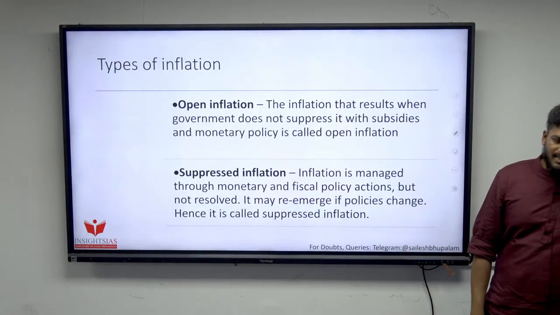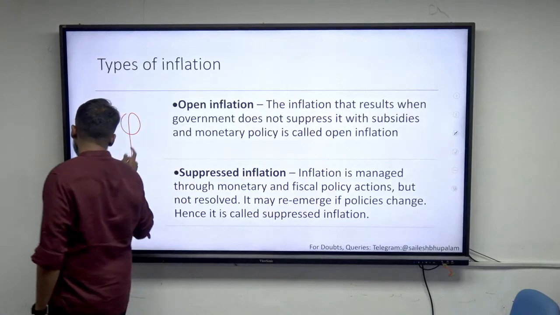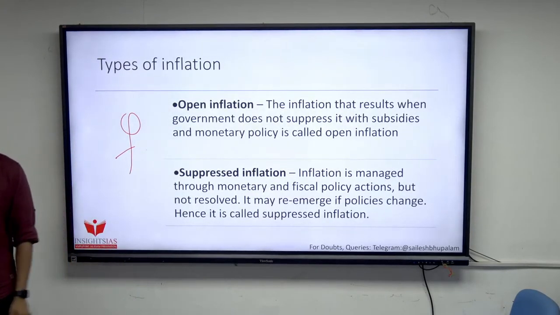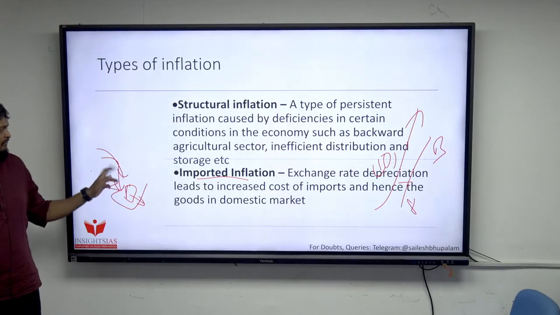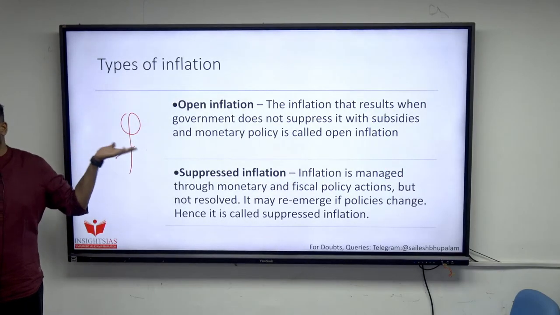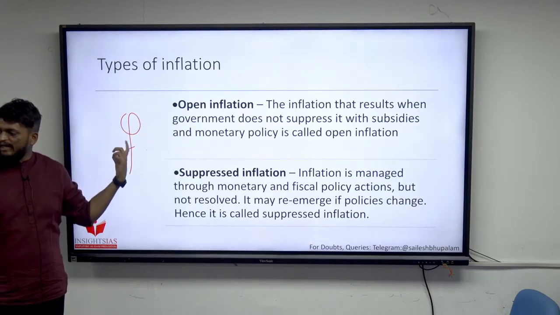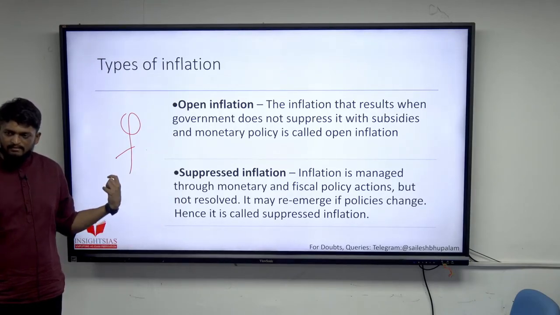Open and suppressed. This is very simple. Consider it from another perspective: a person has diabetes. Imagine this person is 65 years old. If he does not take any diabetes tablet, his sugar levels will be high. If he takes the tablet, it will go down. When he does not take the tablet, the sugar levels are like open sugar levels. After he takes the tablet, they are suppressed. They are suppressed by the tablet.